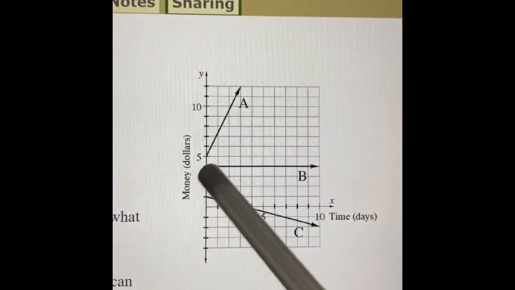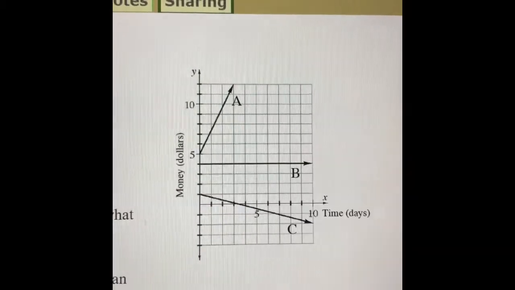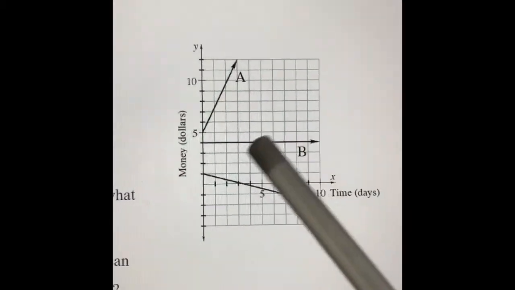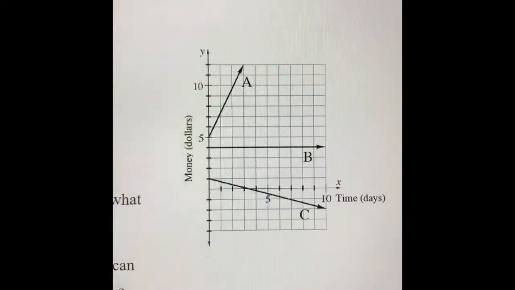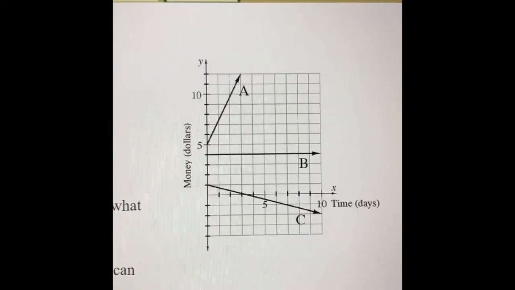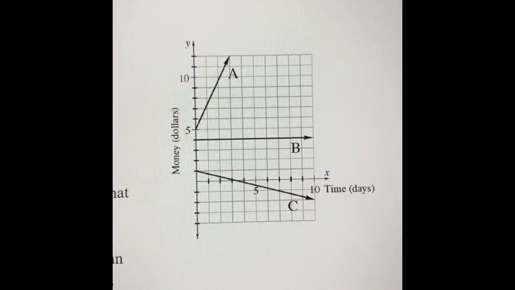Line B, right here, it's that horizontal straight line. I put that it's not changing at all because it's not going up, it's not going down, it's literally just a horizontal straight line. So I put line B is not changing at all.